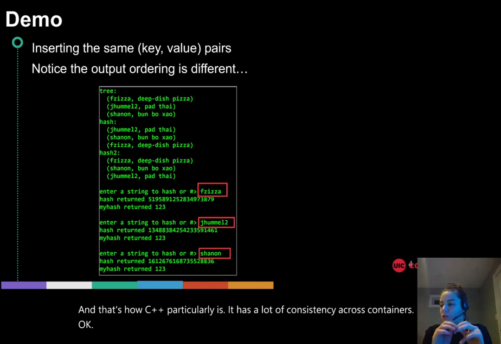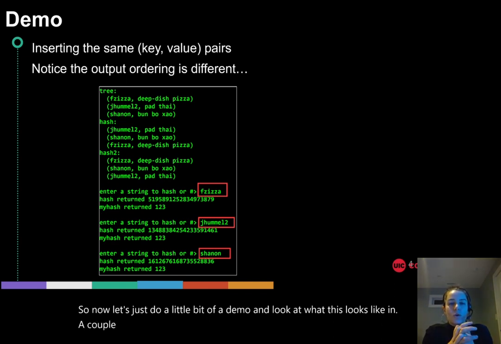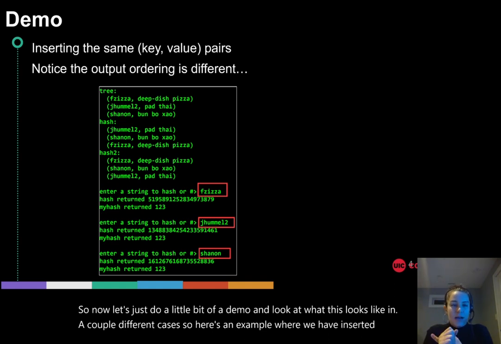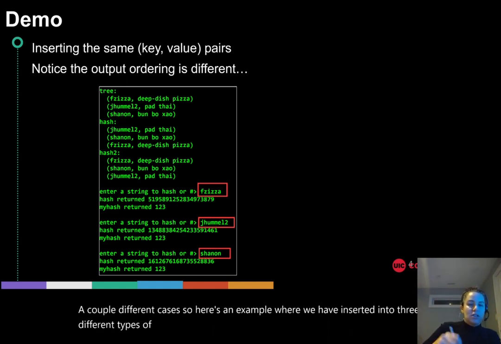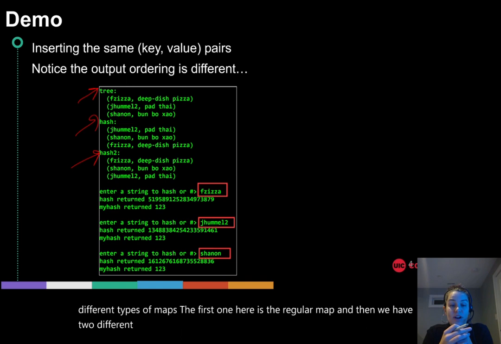so now let's do a little bit of a demo and look at what this looks like in a couple different cases. So here's an example where we have inserted into 3 different types of maps. The first one here is the regular map, and then we have 2 different unordered maps with 2 different hash functions.